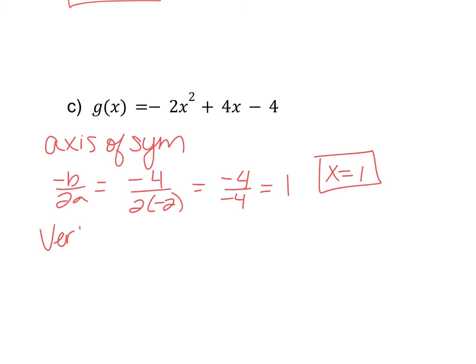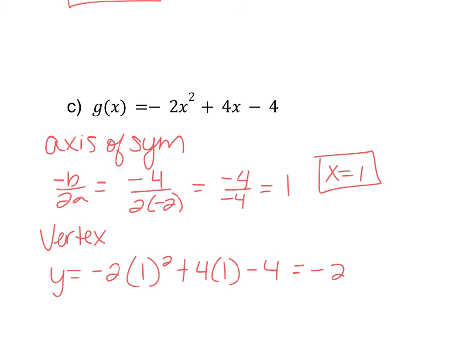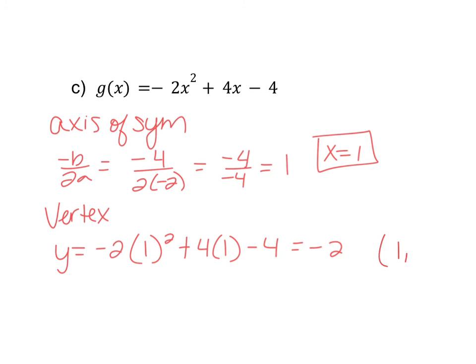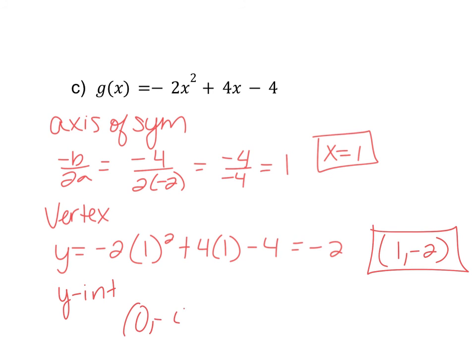Okay, our vertex is going to be y equals negative 2 times 1 squared plus 4 times 1 minus 4. Whenever you do that, you get negative 2. So our vertex is at 1 comma negative 2. Last one is your y-intercept, and that would be at 0 comma negative 4.